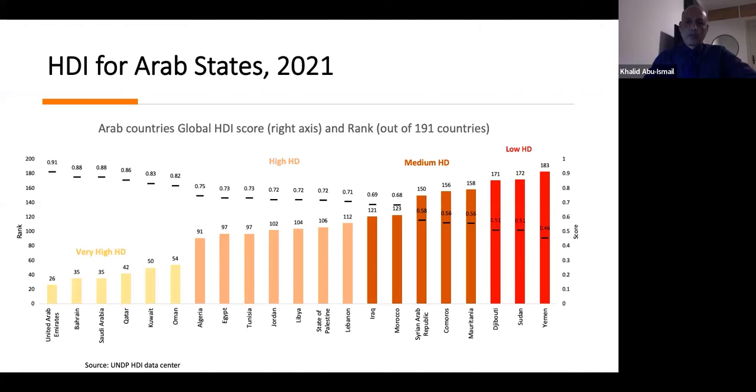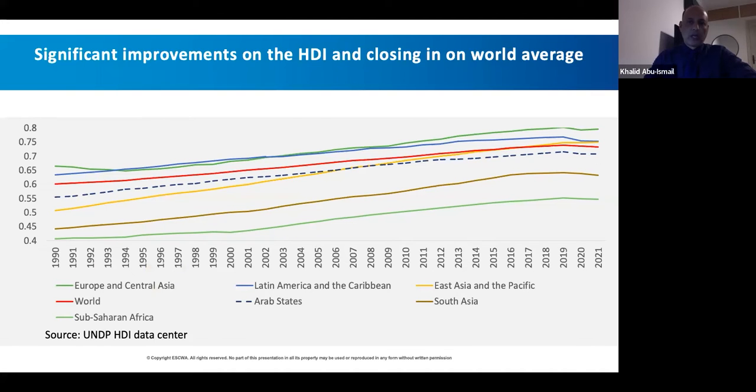And this is the distribution of Arab countries according to the groups of the HDI's index score. And most of the countries are actually either at a very high or high level of human development, with only 3 countries in the low human development category.